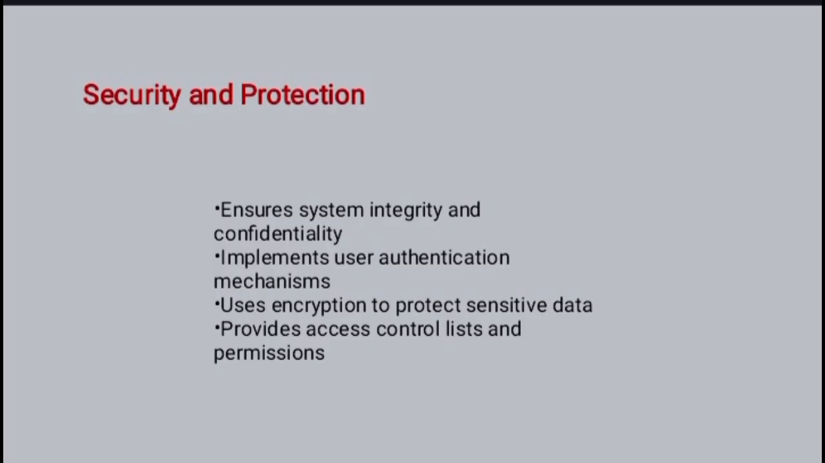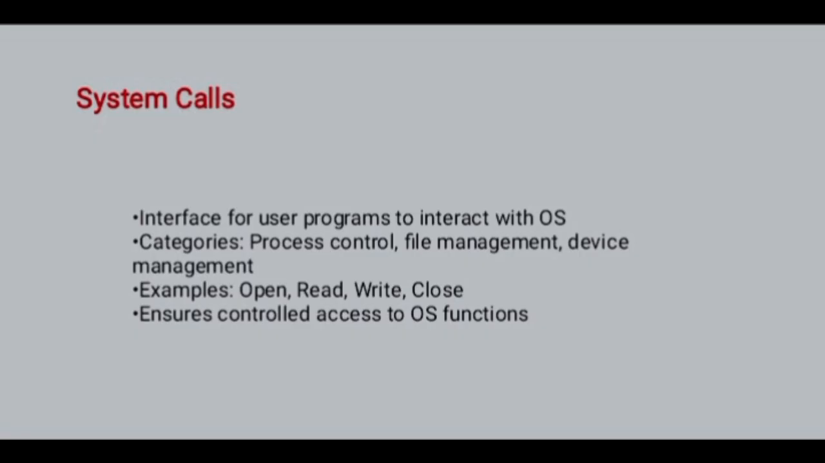This slide describes security and protection in operating systems. The OS is responsible for maintaining the system's integrity and confidentiality. It achieves this through various mechanisms, including user authentication to access the system, often with usernames and passwords, encryption to make data unreadable without a key, and access control lists and permissions defining who can access what resources and what they are allowed to do with these resources.